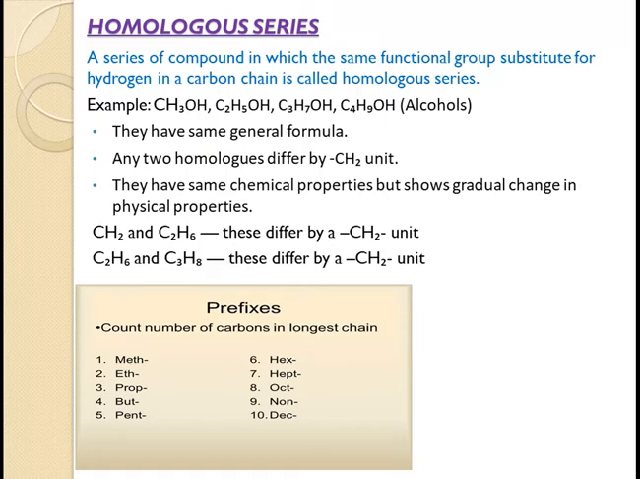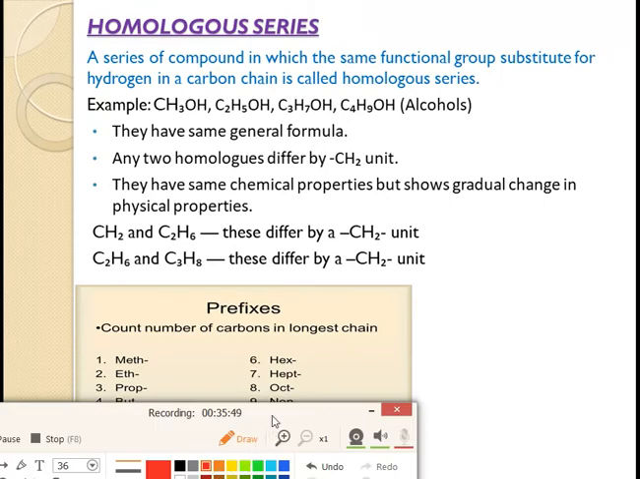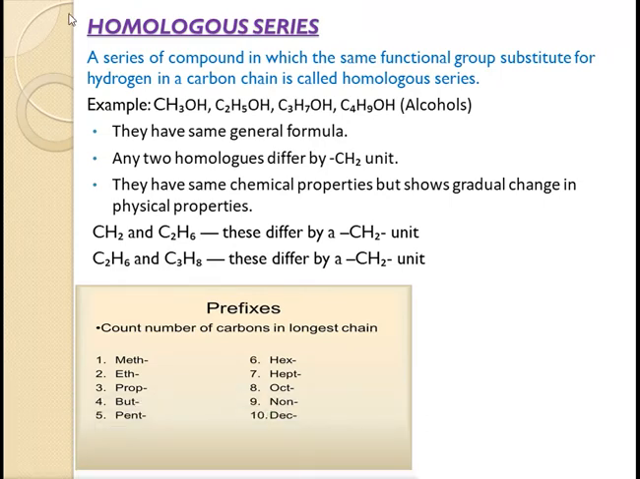Now the last topic from this chapter is homologous series. So what is a homologous series? Homo means same. A series of compounds in which the same functional group substitutes for hydrogen in a carbon chain is called a homologous series.